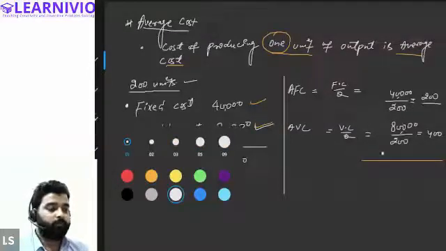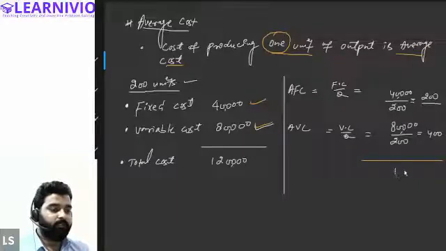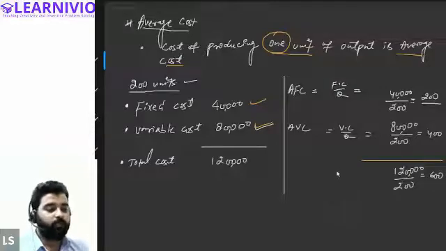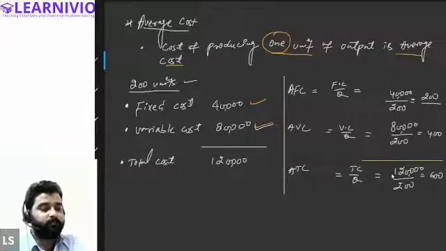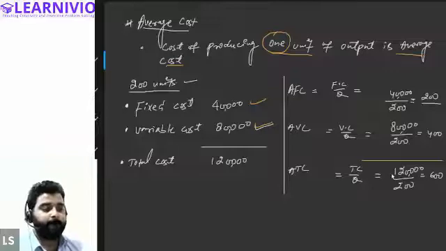So if 1,20,000 is spent for producing 200 units of output, that means for every unit of output, 600 rupees must be spent. So this is called the average total cost, ATC. And in order to calculate the average total cost, we simply divide the total cost by quantity. Tell me everyone, is this clear, all of you? Yes, sir. Sakshi, is this clear? Yes, sir. Okay, very good.